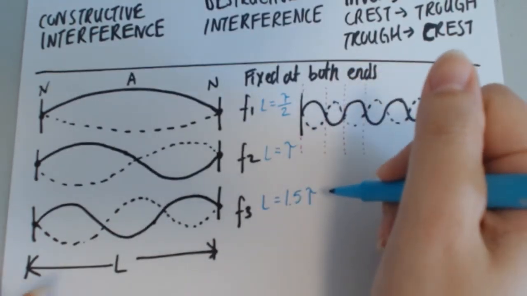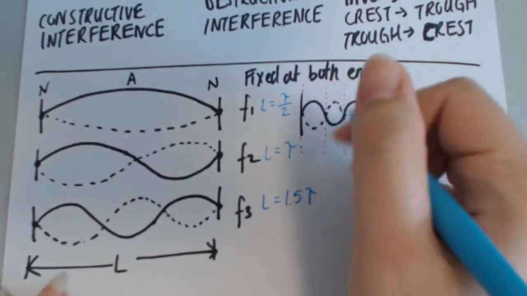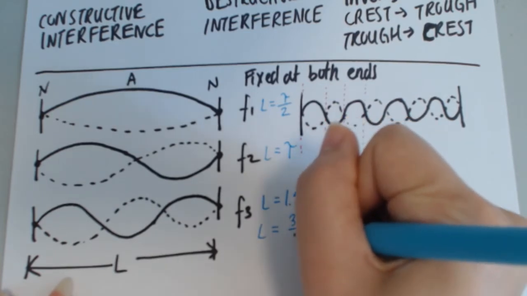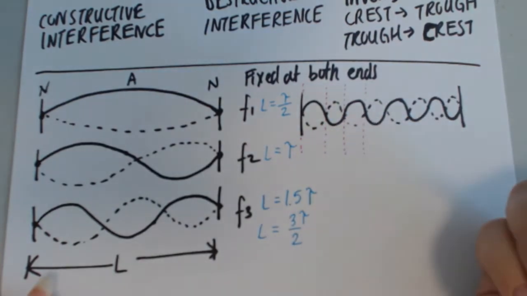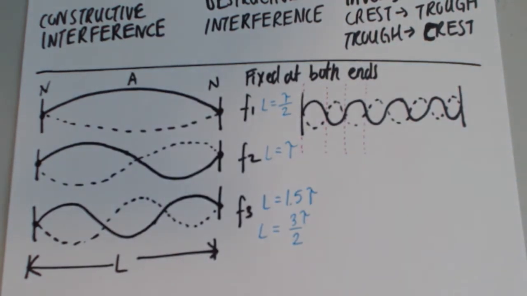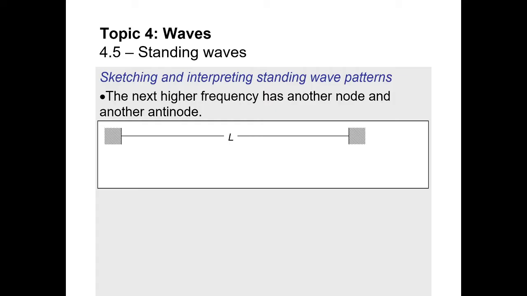Although I don't like to write it like this. You do not write it with a decimal. I write it as a fraction. So L is equal to 3 lambda over 2, because 3 over 2 is 1.5. So I just wanted to show you that before we get back into the slides. So when you see these patterns, you'll understand where they come from.